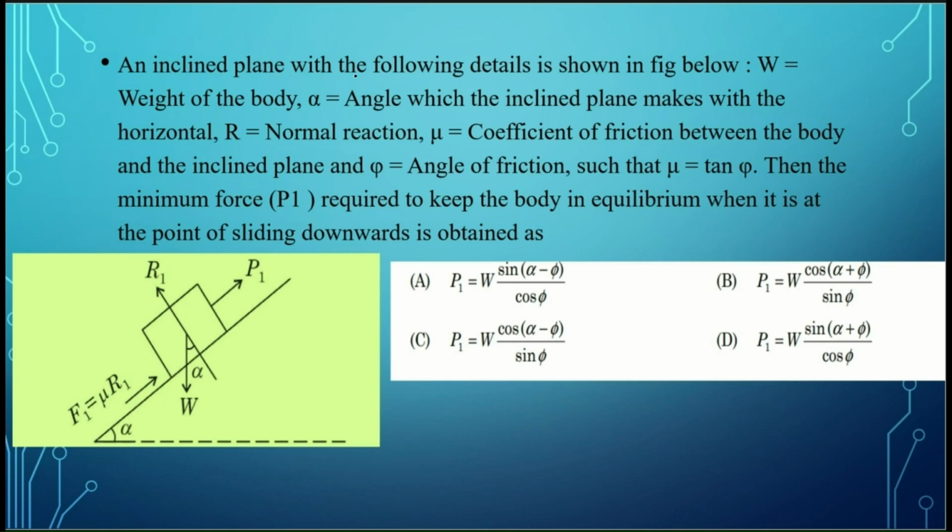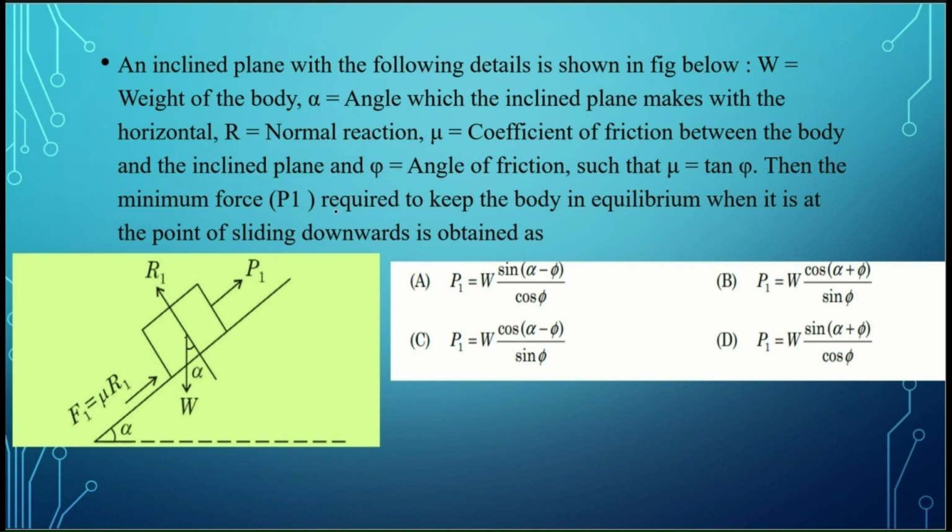An inclined plane with the following details is shown in the figure below. W, weight of the body. Alpha, angle which the inclined plane makes with the horizontal. R, normal reaction. Mu, coefficient of friction between the body and the inclined plane. And phi, angle of friction such that mu is equal to tan phi.